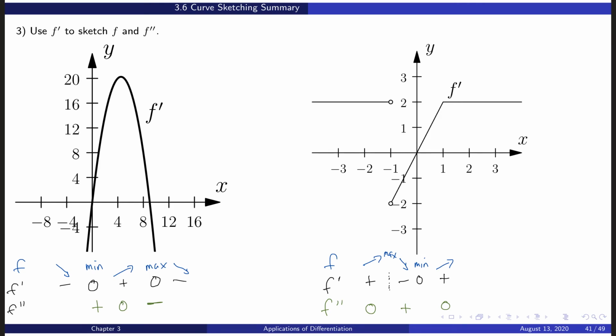So the final two examples are given a plot of f prime, and you are asked to sketch f and f double prime. So if I take the derivative of what looks like a quadratic, I should get a straight line. So the easier one to start with is f double prime.